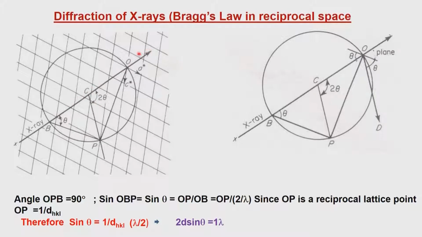Now, we sit at the point C and then take the radius of this circle as 1 divided by lambda, where lambda is the wavelength which we are using. Let us say we are using copper K alpha radiation, it will be 1.542 angstroms, or 1.5418 to be exact. So, you take the value as 1 divided by that quantity, take that as the radius of this circle and draw this circle.